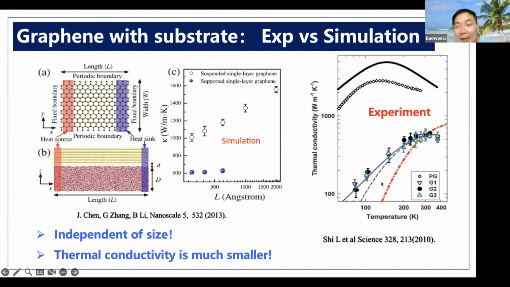The reason is quite clear, because in graphene the main heat transport is due to the Z direction vibrational mode. So when you put it on a substrate, this mode is hugely suppressed. This is experimental work by Li Shi from UT Austin. The measured thermal conductivity is around 230 something, which is very close to our numerical calculation.